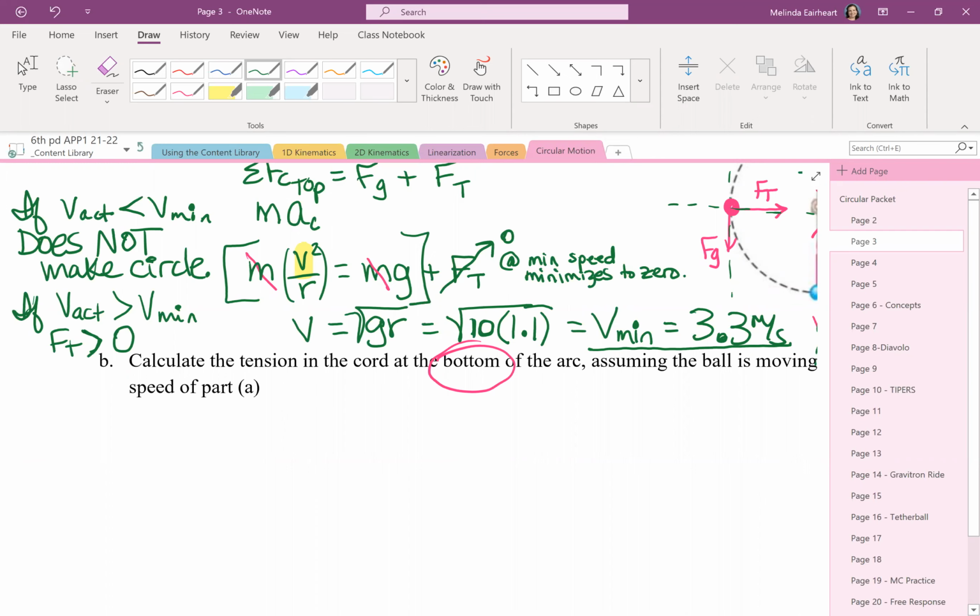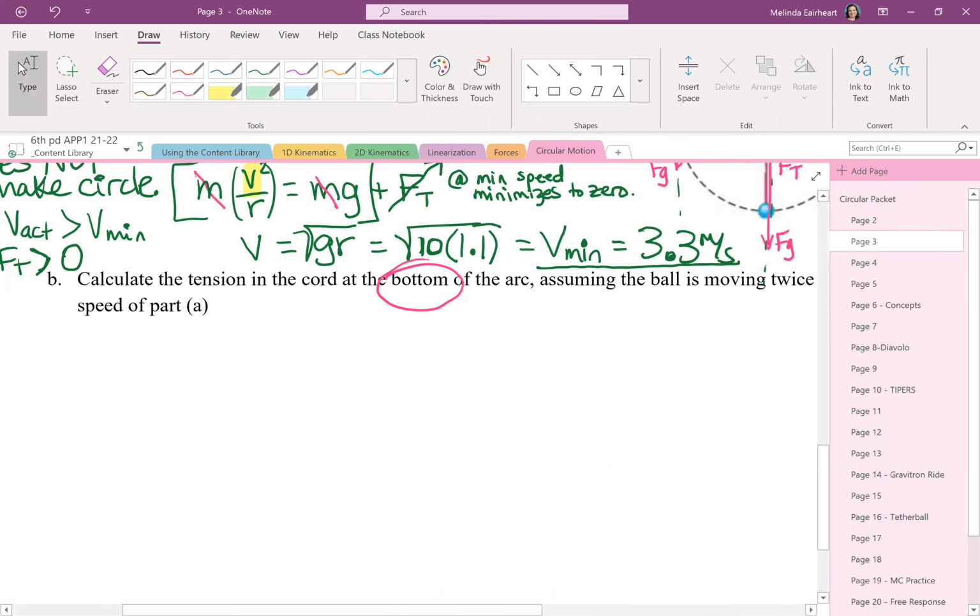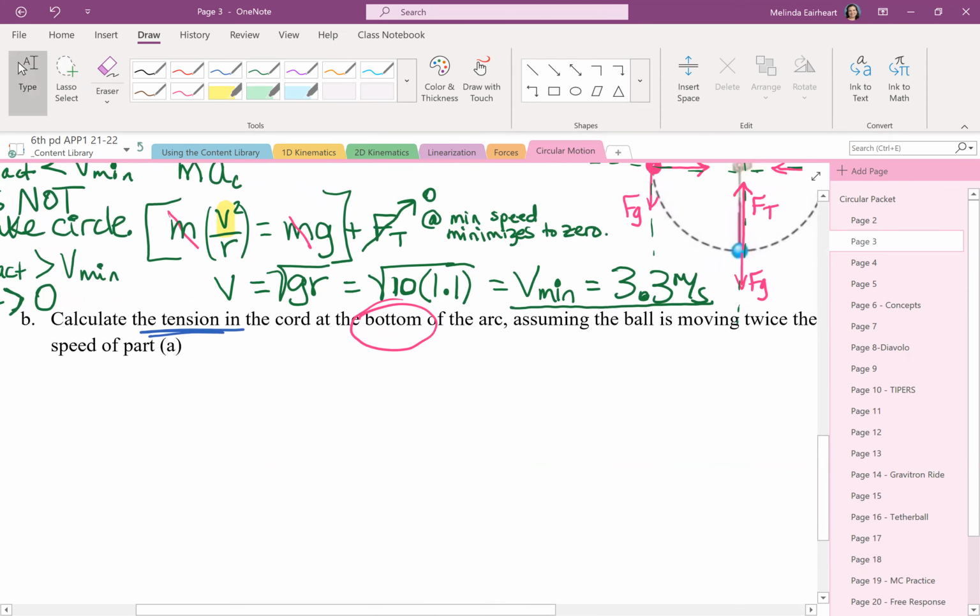Okay, we call this a limiting case. It's one of the limits, okay? Now, B, calculate the tension in the chord at the bottom of the arc. And so I got my bottom free body diagram, force diagram there. To get an equation to find tension, step 2, I need to do what?